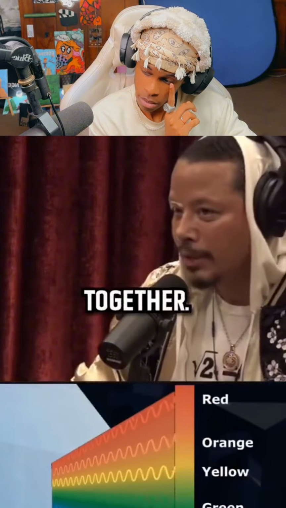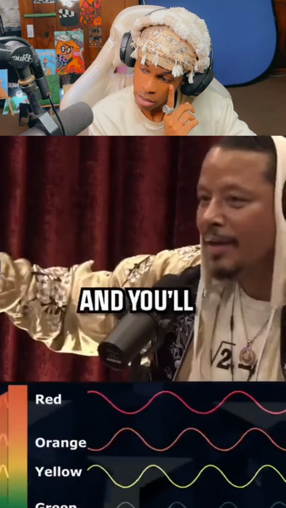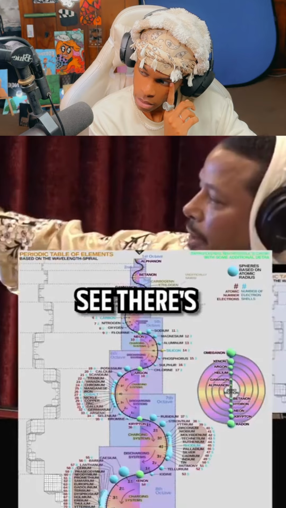Walter Russell's periodic table that he put together. Now you would compare that to Mendeleev's periodic table and you'll see something completely different. It's unwinding. And you see there's a relationship with hydrogen.